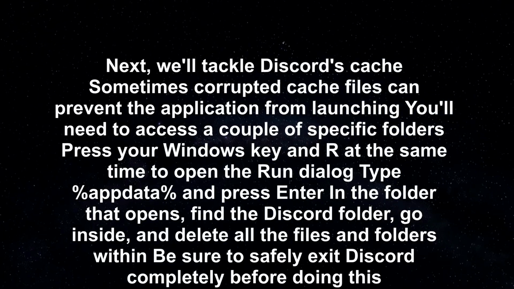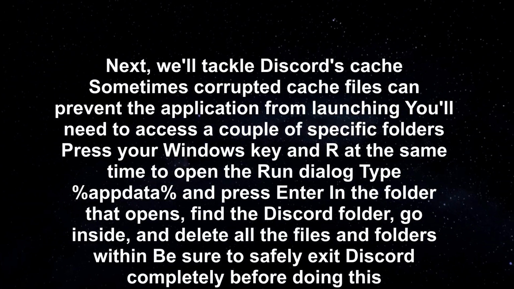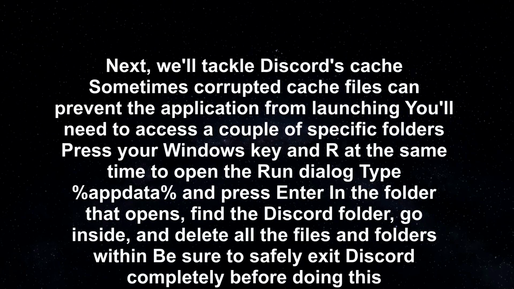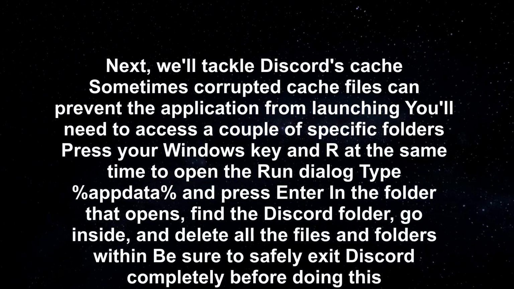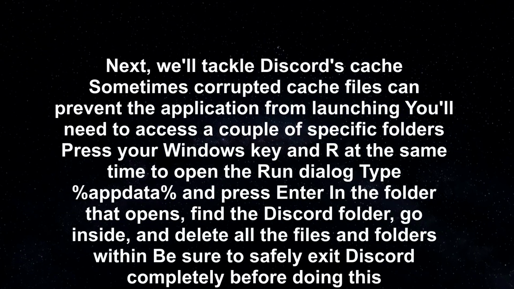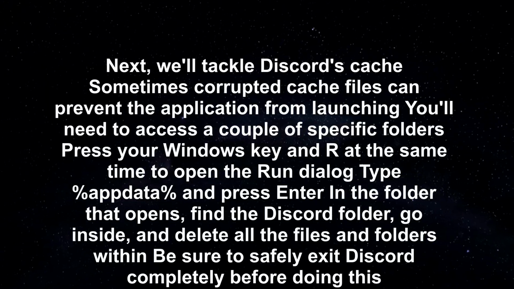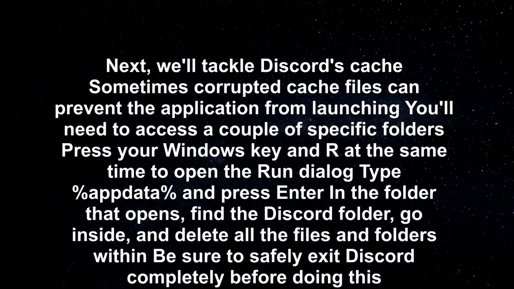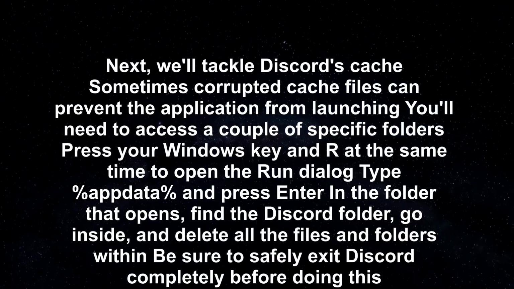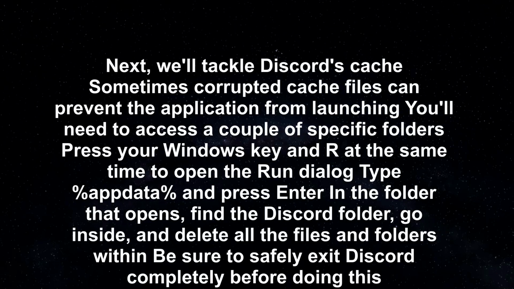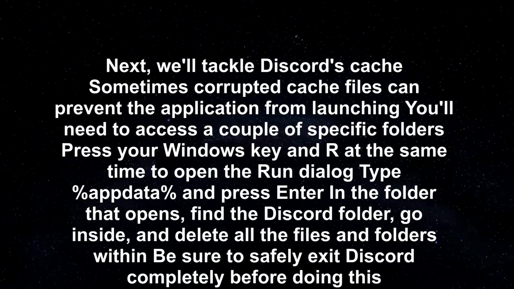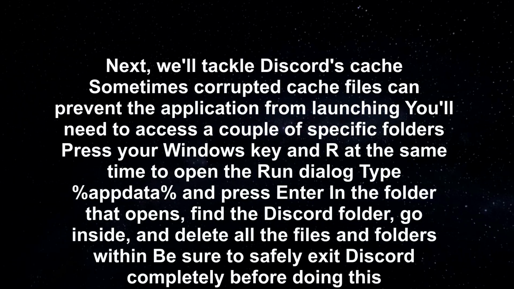Next, we'll tackle Discord's cache. Sometimes corrupted cache files can prevent the application from launching. You'll need to access a couple of specific folders. Press your Windows key and R at the same time to open the Run dialog. Type %appdata% and press Enter. In the folder that opens, find the Discord folder, go inside, and delete all the files and folders within. Be sure to safely exit Discord completely before doing this.